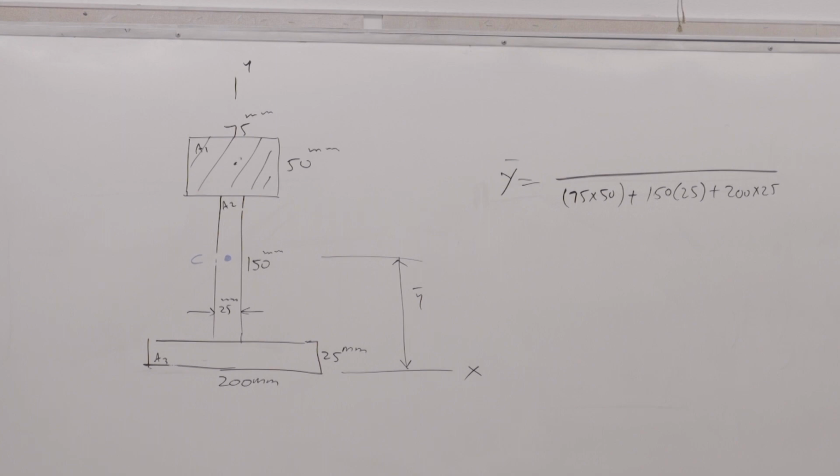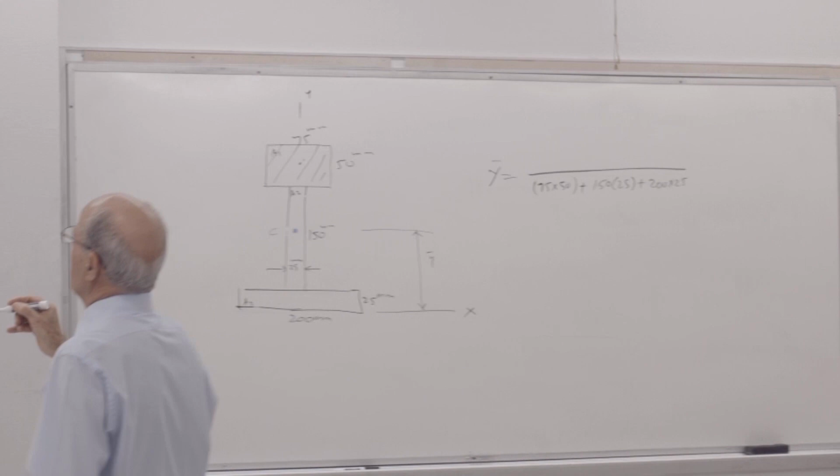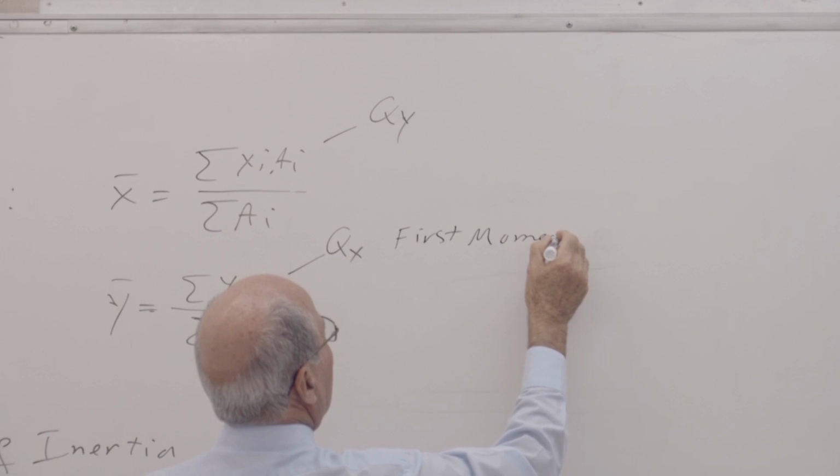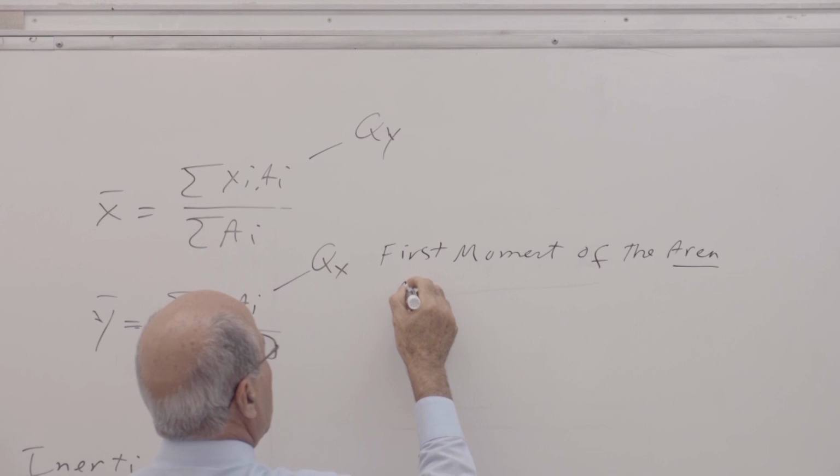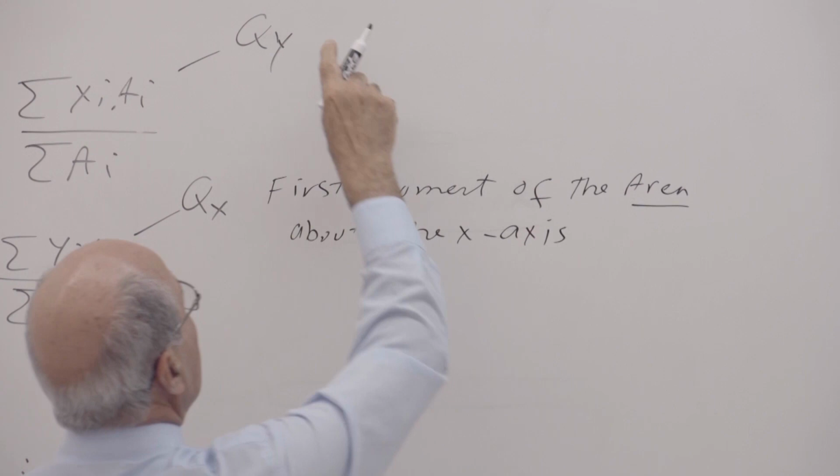So you want to write it down here. This is first moment of the area, of whatever area you have, about the x-axis. Obviously, similarly, the other one is the first moment about the y-axis.